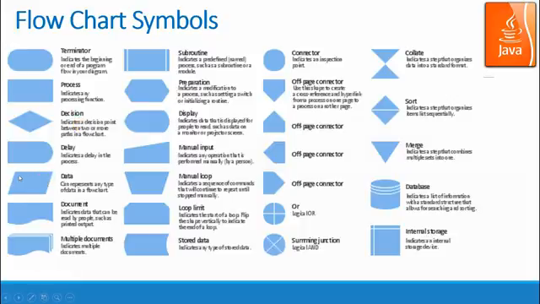This one with the parallelogram shape is for input and output. We call it the data or IO element. This one with the tilted shape is called document, sometimes a printout report. And multiple documents, it's not so important. And the subroutine is for a function call.